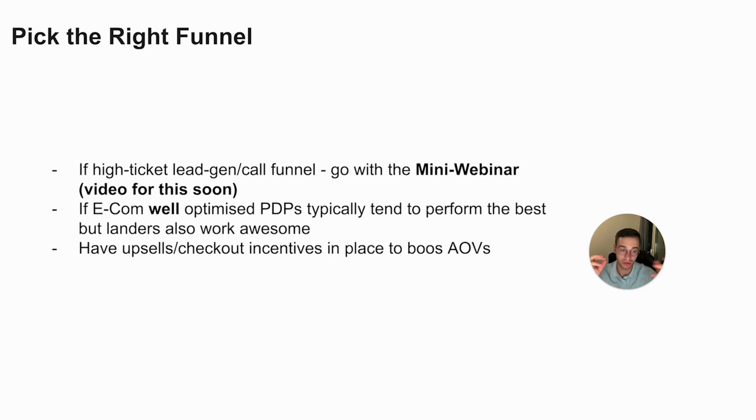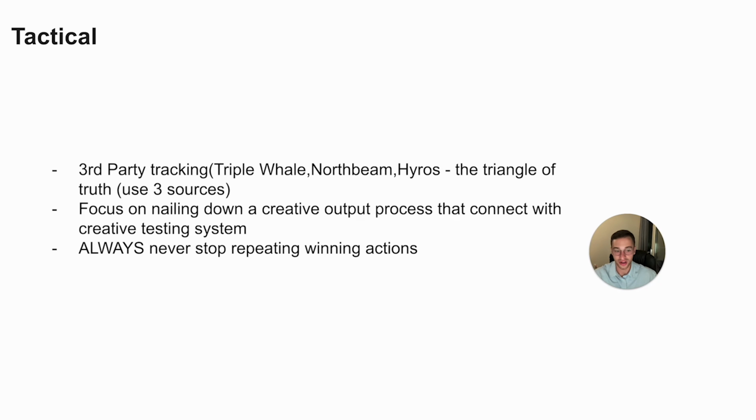Sometimes with AOV, you will run more profitable ads and have a more profitable business on the backend. You need third-party tracking. I wish you didn't, but you need to invest in third-party tracking software. I like to use Triple Whale and Northbeam for e-com, or Hyros as well. And I like to use the triangle of truth, basically using 3 sources, which can be, for example, a third-party tracking solution, in-platform data, and Google Analytics, or maybe ClickFunnels Analytics or something like that. So you have 3 sources so you can gauge a bit.